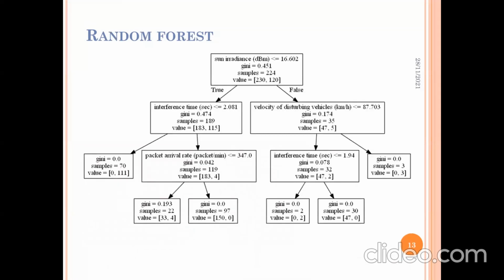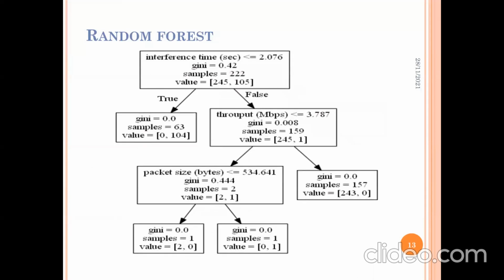In the second tree, the tree begins splitting by solar irradiation. When the irradiation exceeds 16.6, the sun almost breaks down the visible light communication. For this reason, the RF technology is more suitable in this case. When the sun irradiance is less than 16.6 dBm and the interference time is less than 2.08 seconds, the packet arrival rate is more than 347 packets per minute. In this case, we should switch to RF technology.